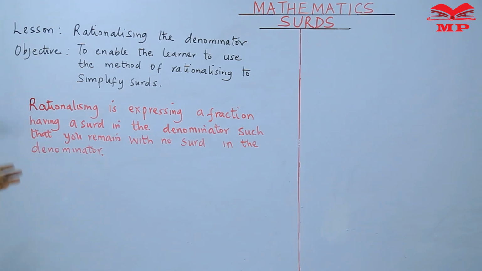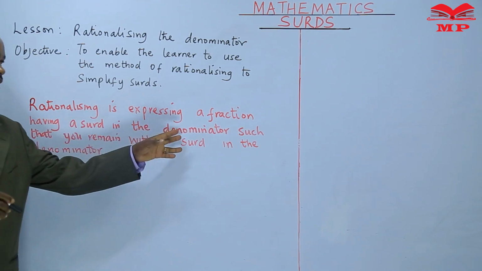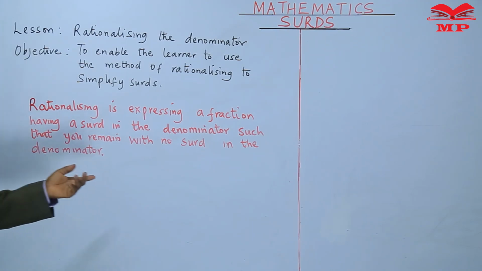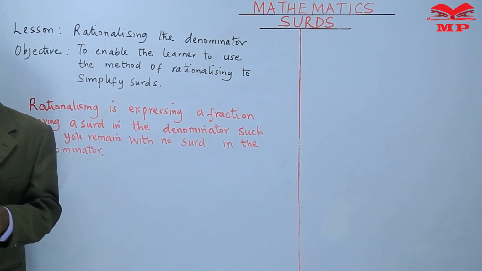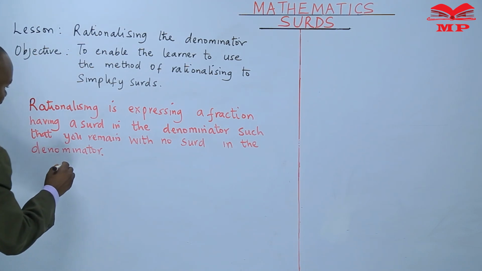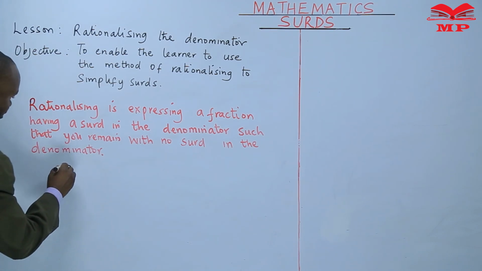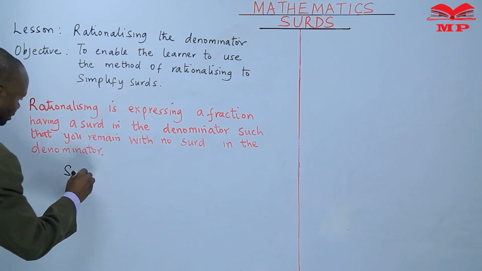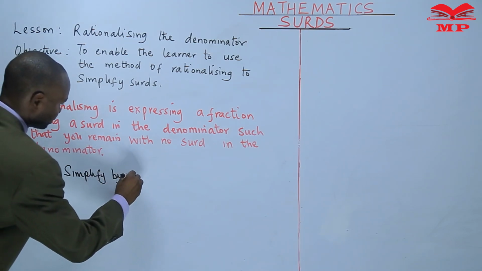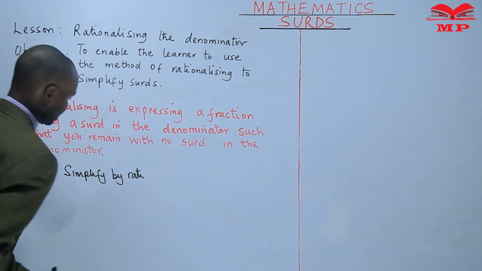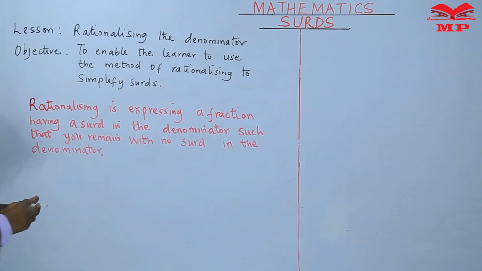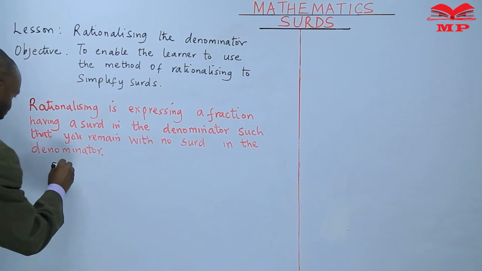Rationalizing is expressing a fraction having a surd in the denominator such that you remain with no surd in the denominator. So it's best looked at when you have examples. You can be told to simplify by rationalizing. So they can tell you simply, rationalize the following.